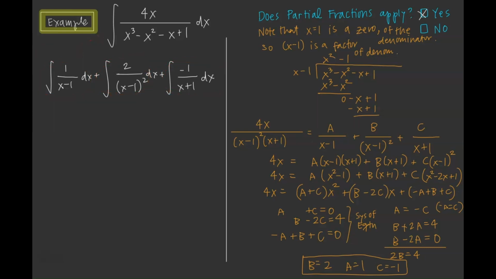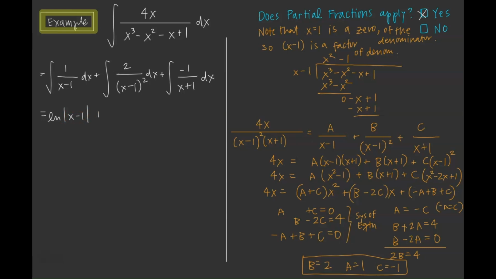So first off the bat, this looks like a natural log of x minus 1. So natural log of x minus 1. Just double checking. The derivative of this will be 1 over x minus 1 times the derivative of the inside. The derivative of the inside is just 1.